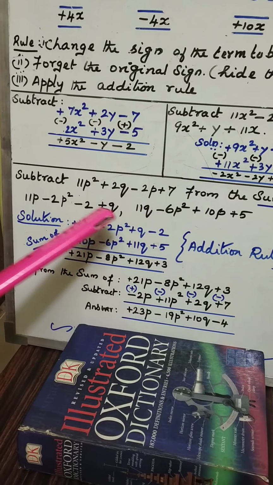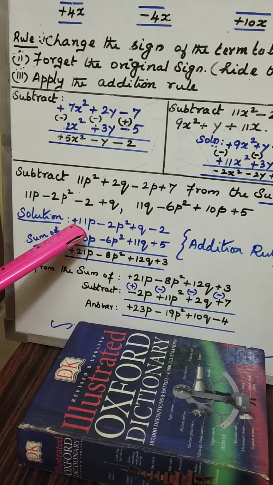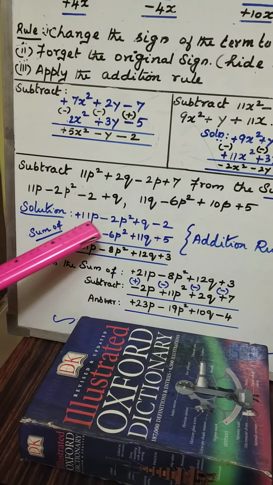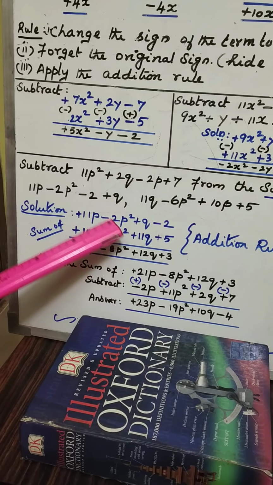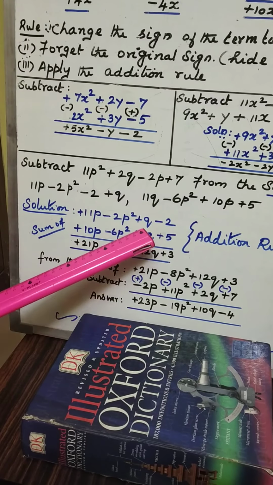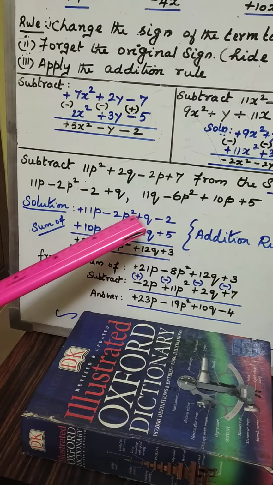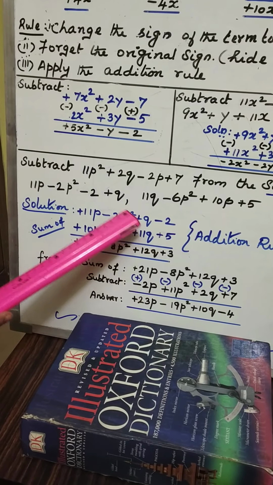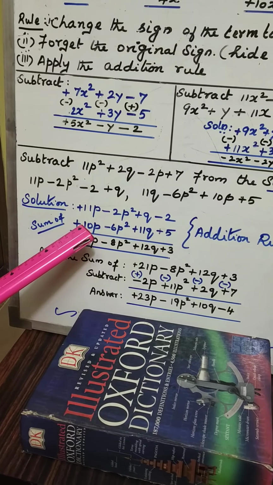When you write it, one below the other, whatever the like terms, write one below the other. Now 11p plus 11p minus 2p squared plus q minus 2. Of course, the constant term we have written toward the end. This also you can arrange in descending order. The p squared can come here also. In any way you can write.